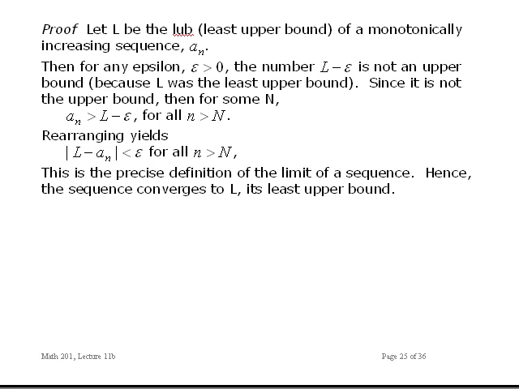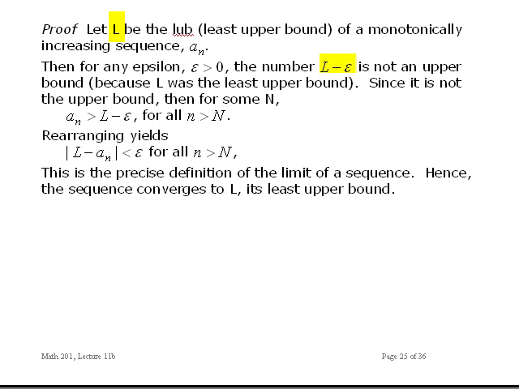Here's a proof. Let's let L be the least upper bound of this monotonically increasing sequence a sub n. The statement concerning least upper bound means that for any epsilon greater than 0, the number L minus epsilon is not an upper bound, because L was the least upper bound. So if you move any lower than L, you don't have an upper bound. This is the L I'm talking about. Same number L.